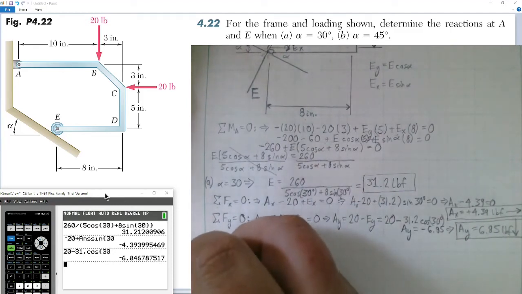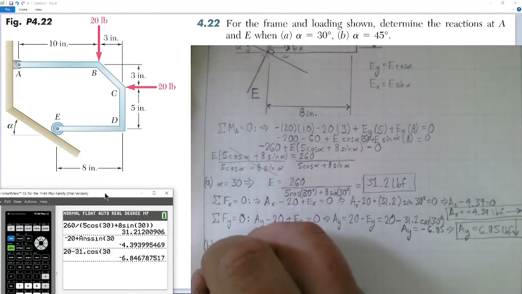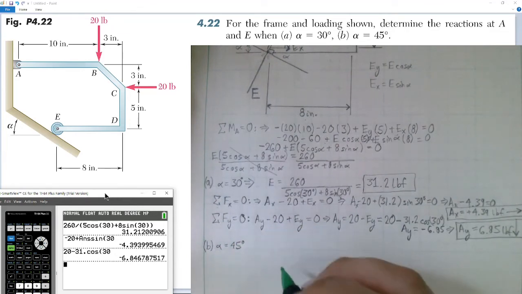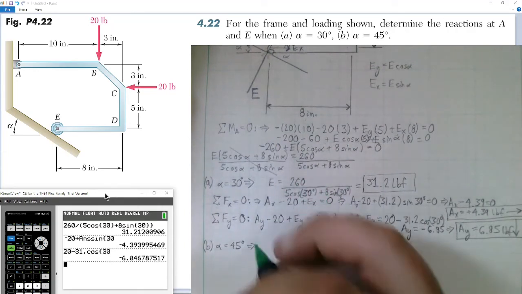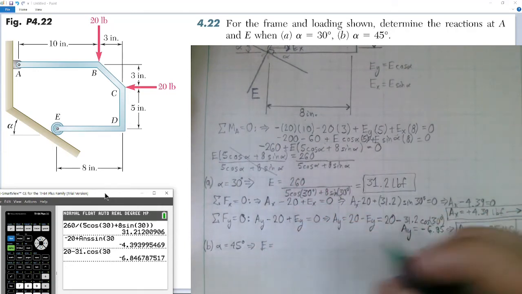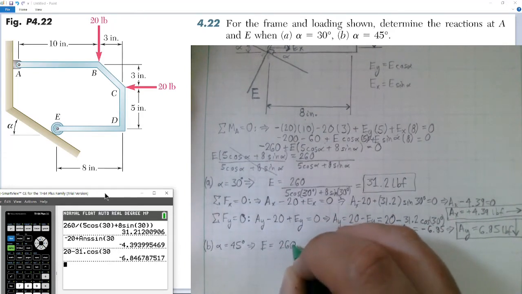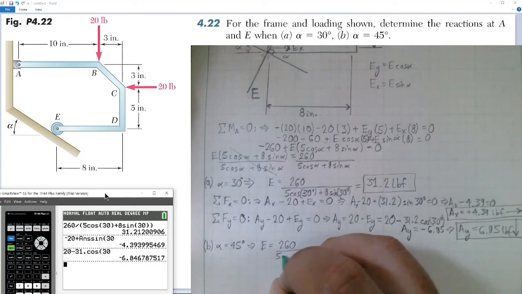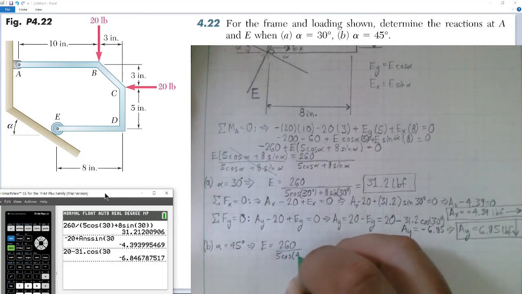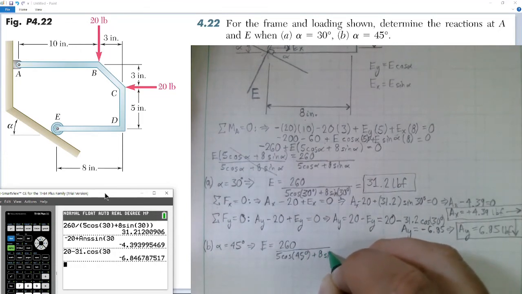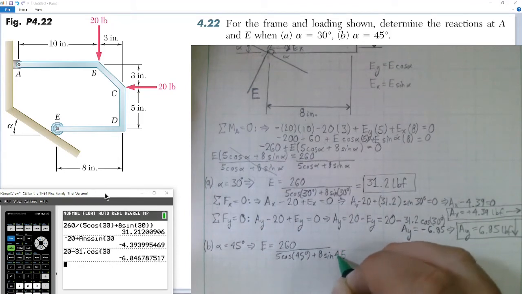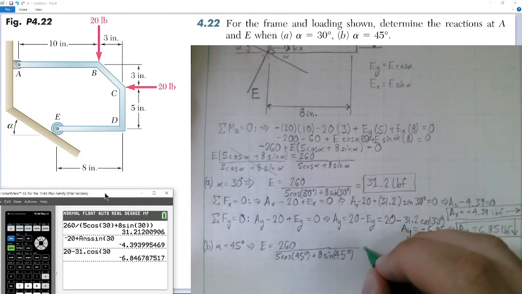We can now compute the values when alpha is equal to 45 degrees. So we have 30 degrees, and we have alpha is equal to 45 degrees. So first, I will substitute my values into this general equation. For E, I have E equal to 260 divided by 5 cosine now of 45 degrees plus 8 times the sine of 45 degrees again.